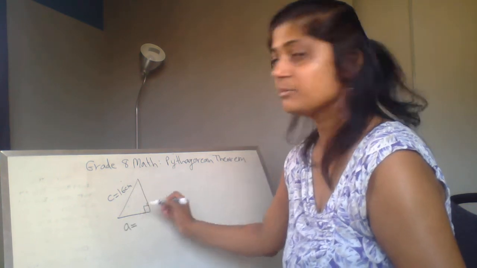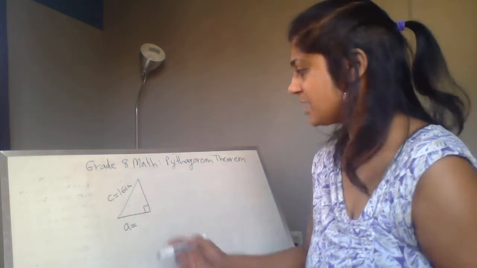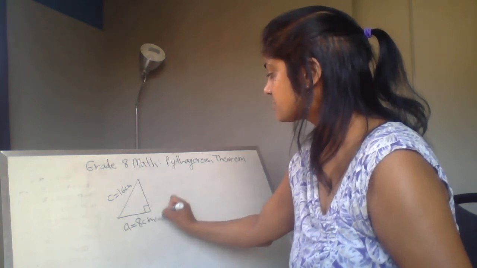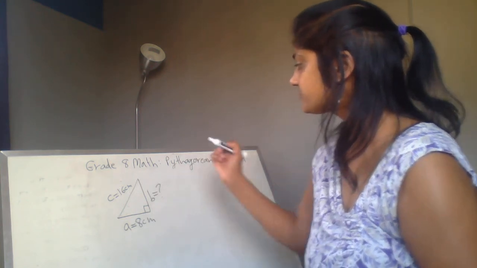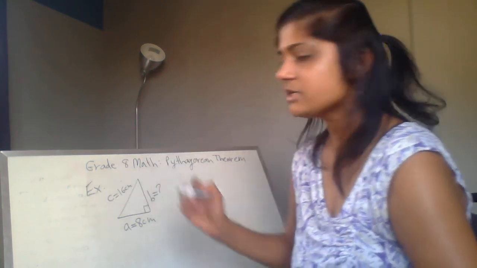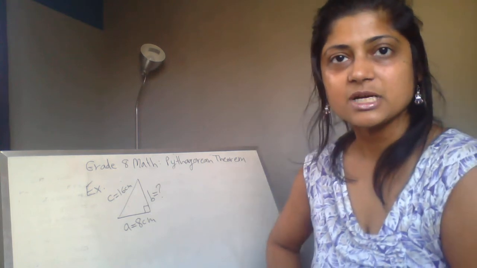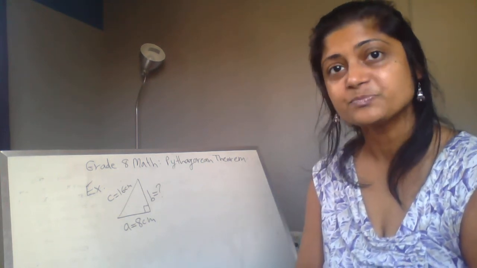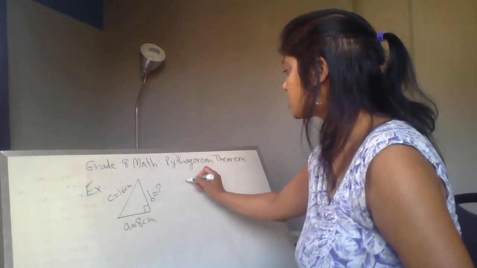I'm going to put A on the bottom this time because remember, it just doesn't matter. Let's do 8 centimeters, and I'm looking for B. So the variation, let me put example. The variation for this question is that I'm actually given the hypotenuse this time, which is the longest side of the triangle. I'm going to write out the equation one more time.